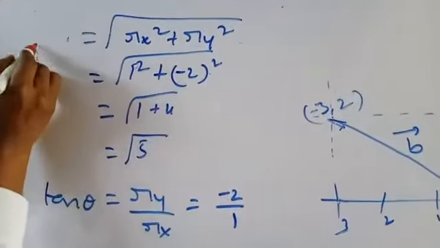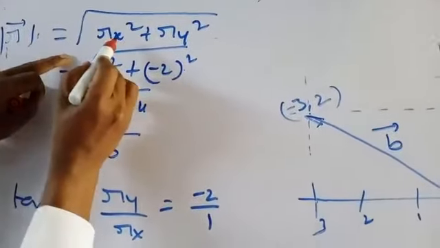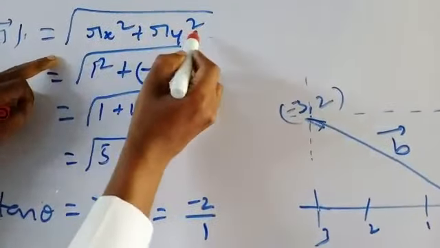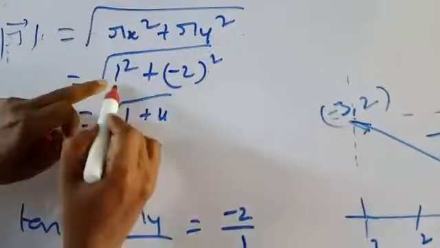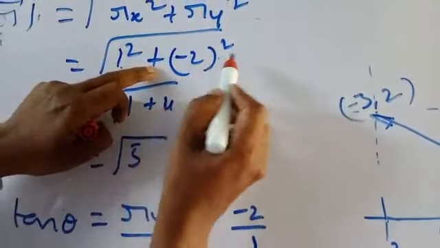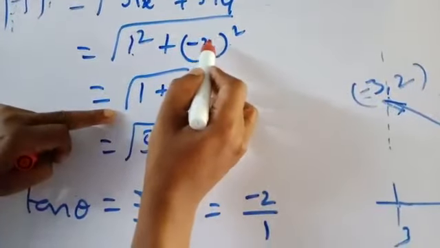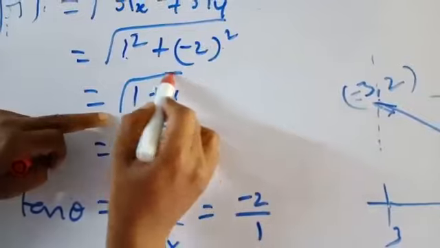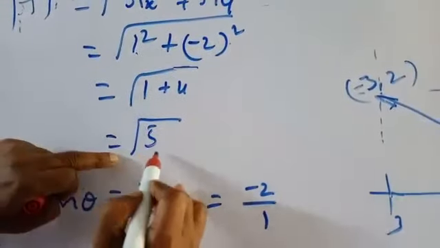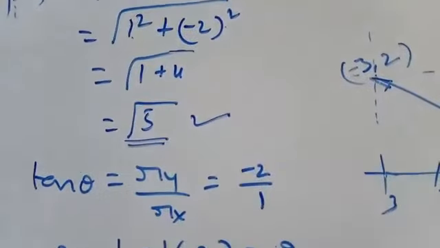Find out the magnitude of R bar, equal to root of Rx square plus Ry square. Rx, you know, is 1, so 1 square is 1. Ry is minus 2, so minus 2 whole square, minus into minus plus, 2 into 2 is 4. 1 plus 4, root 5. This is the magnitude of the given 3 vectors.